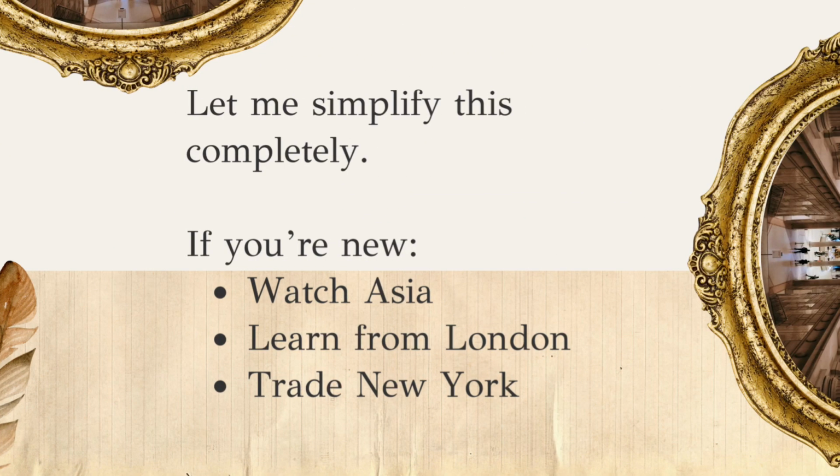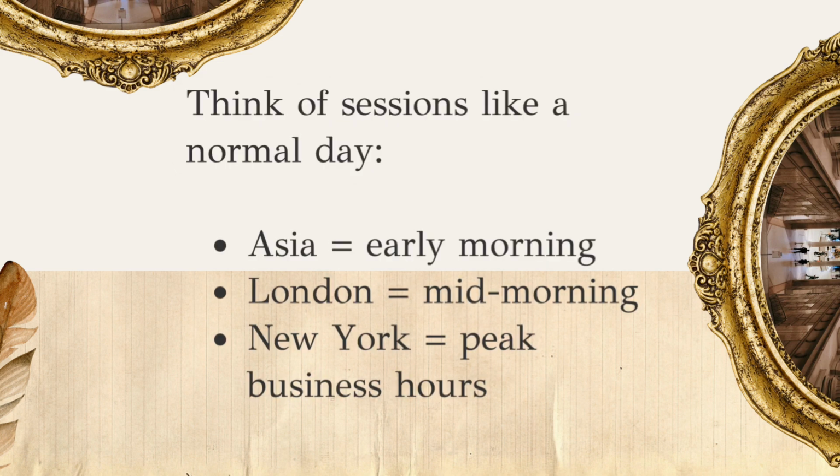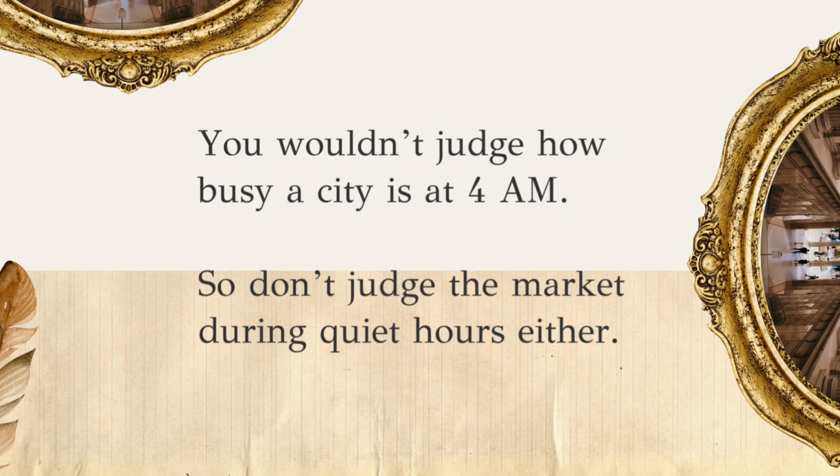So what session do I recommend for beginners? For me, I would say watch Asian session, learn from London, and trade New York. You do not need to be in every session. You just need to be consistent. For more clarity, let's describe these 3 sessions like we would a normal full 24-hour day. Think of Asian session like early morning, London session as mid-morning, and New York session as peak business hours. You cannot judge how busy a city really is when it's 4 in the morning, so you shouldn't judge the market during quiet hours either.